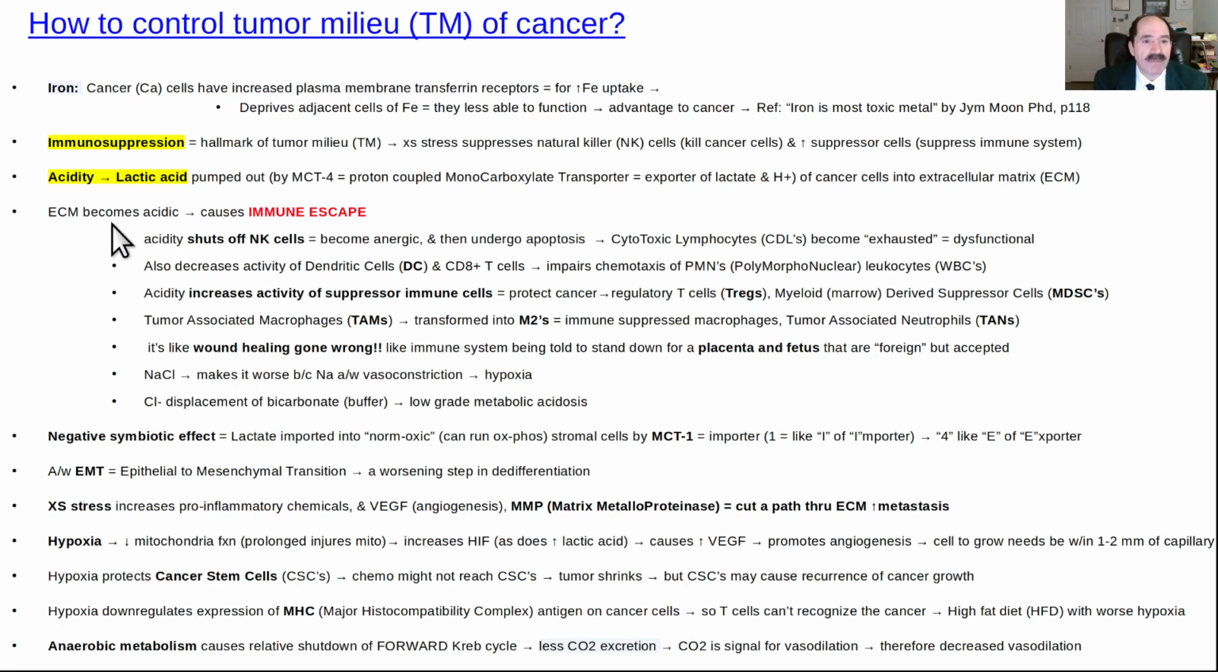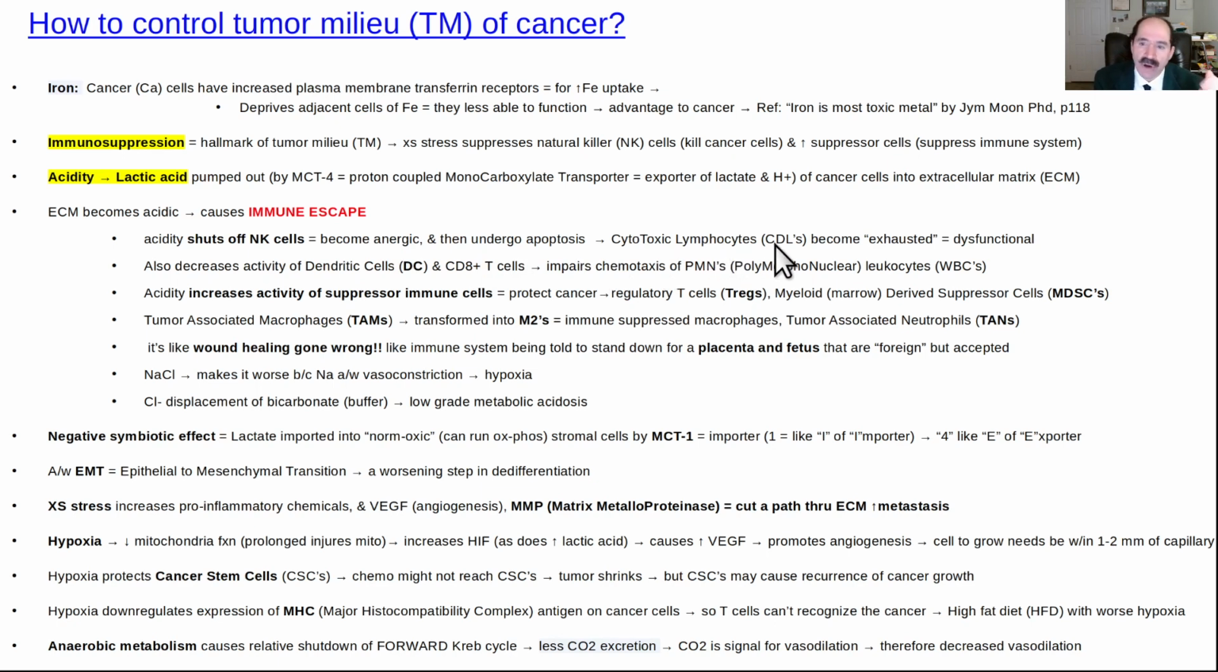Okay, so the extracellular matrix becomes acidic because lactic acid is pumped out. Monocarboxylate transporter type 4, okay, 4 being like exporter, and that makes the extracellular matrix, ECM, acidic. This causes immune escape, where the immune system cannot now kill the cancer cells. It shuts off the NK cells, natural killer cells of the immune system. They become anergic. That means they lose their energy. That's initially reversible. Eventually, though, it'll become irreversible, and they undergo apoptosis.